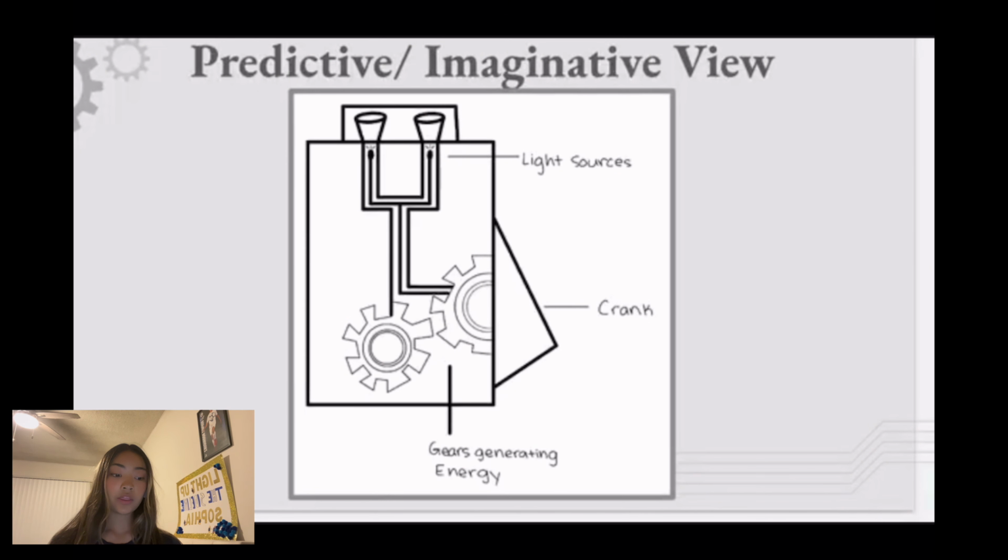I imagined that when the crank was pushed down, it causes the gears to move against one another in order to generate energy. This energy is then connected through the light sources and is converted into light energy to produce the light inside of the flashlight. Once the light sources lose energy, the user can push the crank continuously to maintain the amount of energy that converts into the power source.